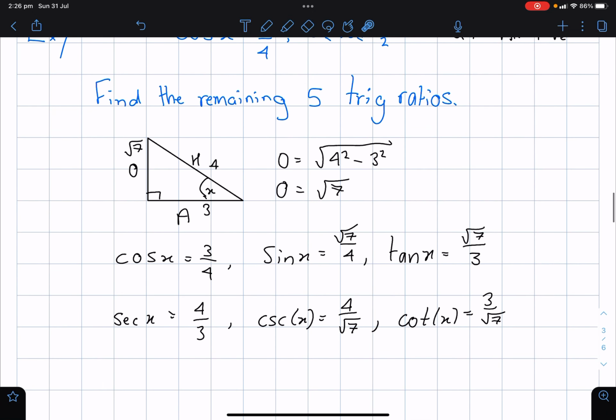So with that, use this strategy to solve the following questions. Get used to working with cosine and cosecant, secant, sine, everything. So make sure you're getting used to practicing solving these questions.